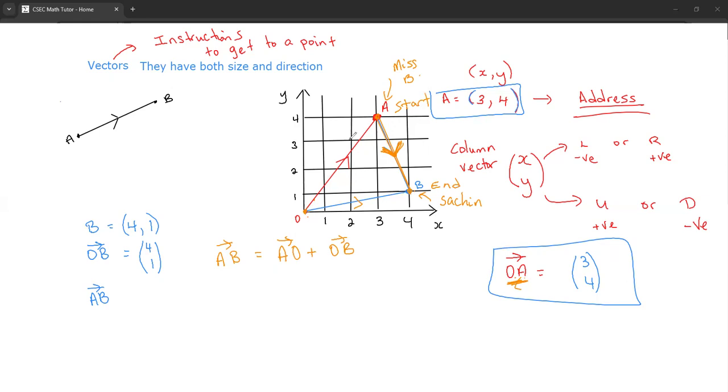Anytime you go in an opposite direction, it's going to be minus of the vector. So if from O to A is 3, 4, then in the opposite direction would be the negative of that. And then I'm going to move from O to B, and I know the instructions to get me from O to B. And I'm moving in the same direction of those instructions, so it remains positive. I'm pausing here.